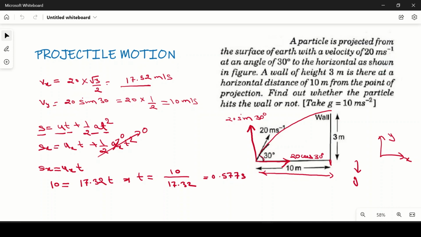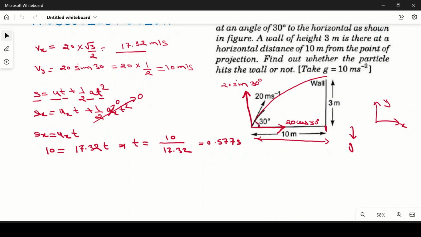second. Now we will see at this time 0.577 second in vertical direction what is happening. At what height is this ball at 0.577 second? If this is lower than the wall, from 0 to 3 meter, it will hit the wall. If it is 0, then it will fall before the wall. And if this vertical displacement is more than 3 meter, means the particle is somewhere here or here, which will cross the wall. So let's calculate. Sy is equal to uy into t plus half ay into t square.